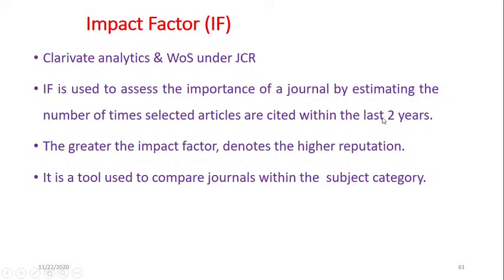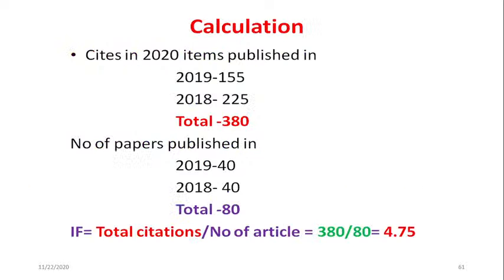I think in the feedback form I included some of the questions. So while submitting feedback you just answer them. All are very easy questions, right? The greater impact factor denotes the higher reputation. High impact factor always means good reputation. So impact factor is a tool used to compare journals within the subject category. So how many citations are received within 2 years? How many articles are published within 2 years? So this is the measure to calculate the impact factor.